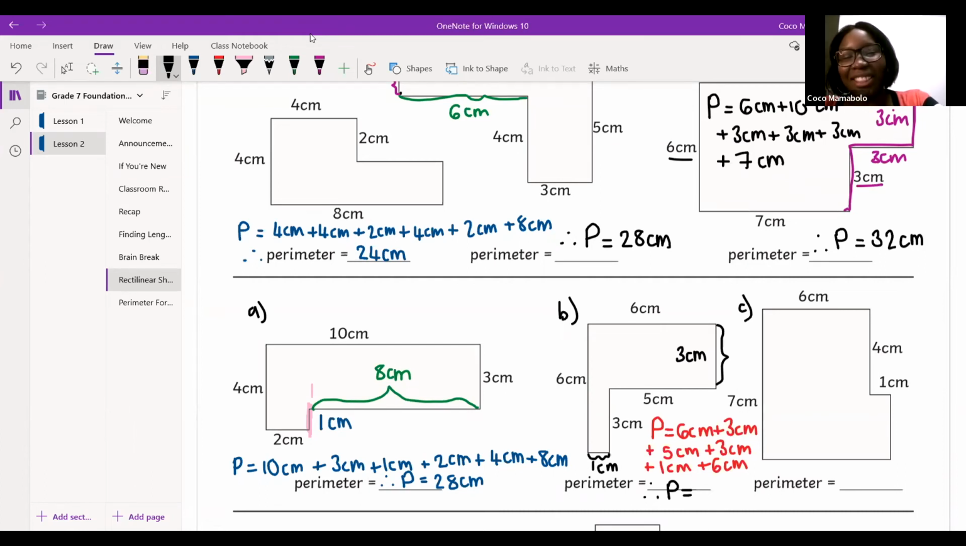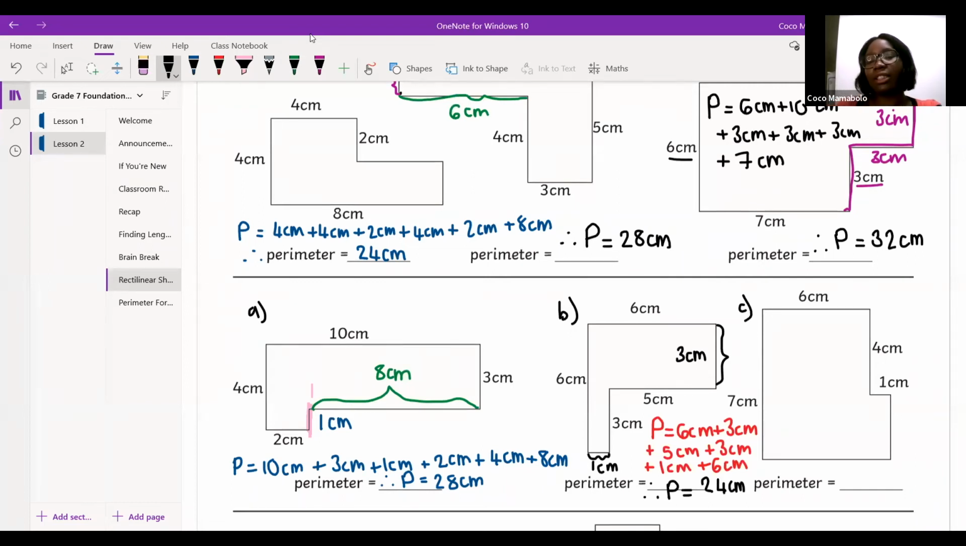I see you, Roland. Okay, 6 plus 3 is 9, plus 5 is 14, plus 3 is 17, plus 1 is 18, plus 6 is 24 centimeters. Okay, excellent. 24 centimeters. Thanks, guys.